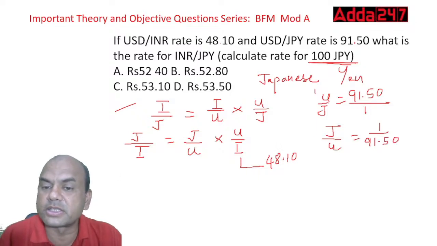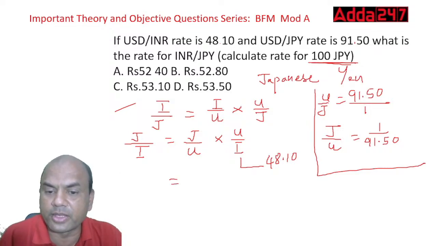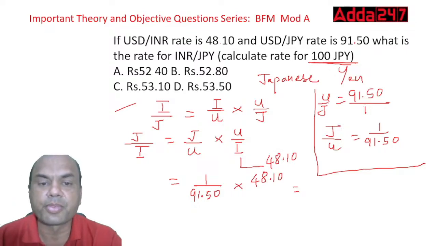So now I've got the JPY to USD rate. Multiply this, put it over here. So my answer will be 1 upon 91.50 into 48.10. Okay, so what is the answer now? Do it on the calculator, everyone. Try it on the calculator.